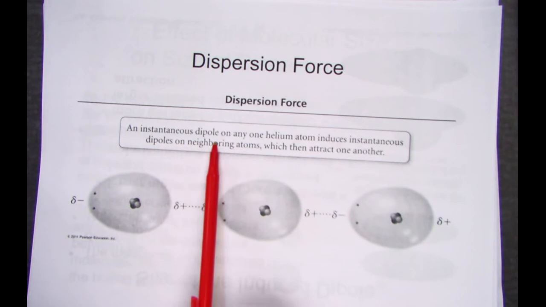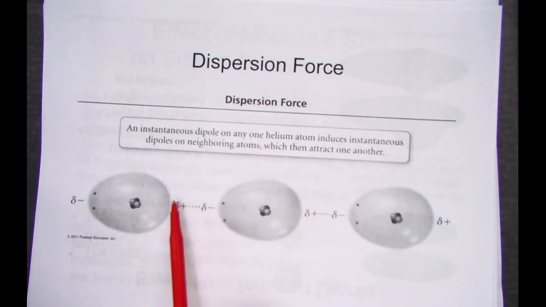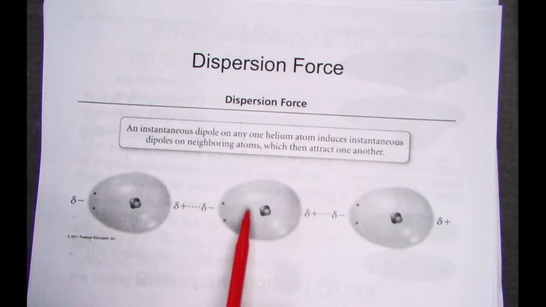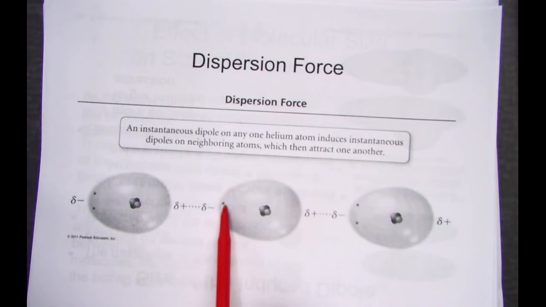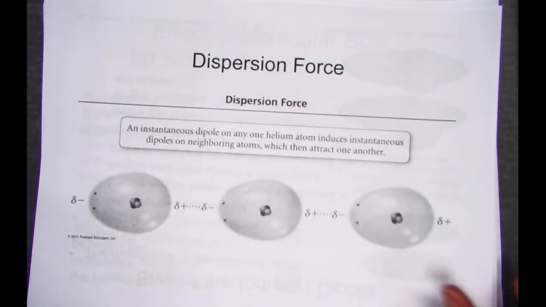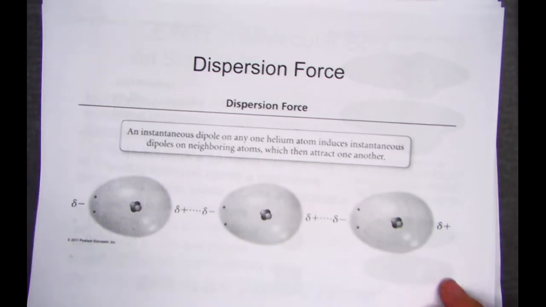An instantaneous dipole on any one helium atom may induce an instantaneous dipole on a neighboring atom, and then you see this attraction. It's temporary. It does not stay in this position. As soon as these electrons become so close, electrons repel. This will go back to an equal distribution. Dispersion forces are very temporary.